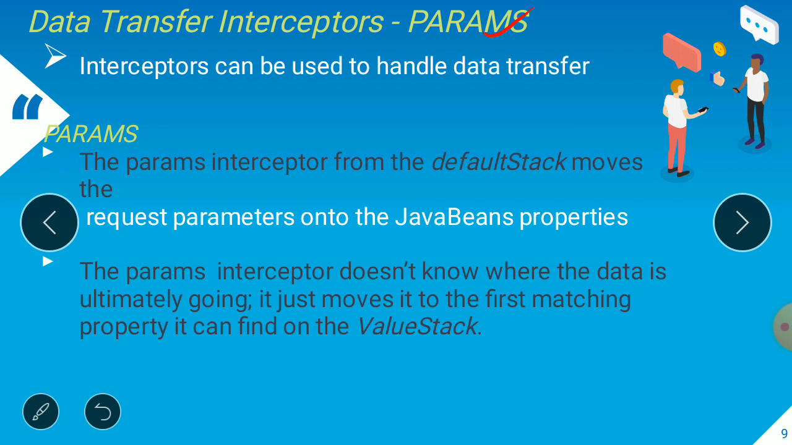So instead of action to do that, now the interceptor can be used to handle the data transfer. And the data transfer interceptors பண்ண முடியும். அதுக்காக நம்ம யூஸ் பண்றது தான் params. So params என்ன பண்ணும்னா, the params interceptor from the default stack moves the request parameters onto the Java Bean properties.